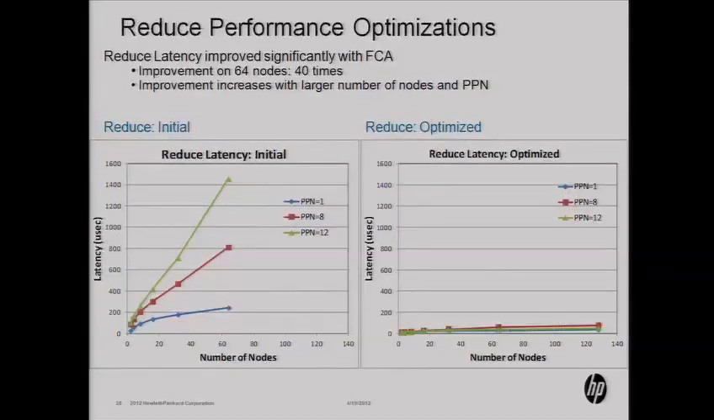This is a reduction operation, very similar to that example I showed where we do the addition. Improvement on 64 nodes was 40x. And as the number of nodes and the number of PPNs increase, the improvement increases as well. I think this is about a 45 microsecond reduction time.